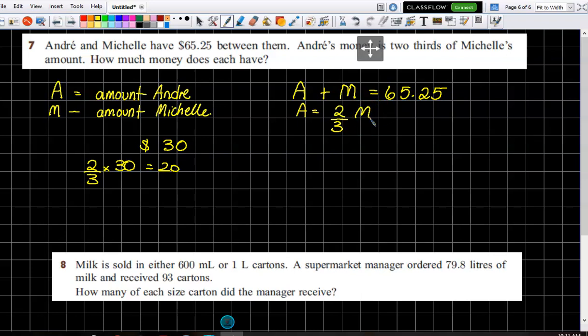Okay, and again, because I've seen A equals, sub. I'm going to go the sub, right? Sub, in place of A, I'm going to say that is 2/3 M plus M equals 65.25.